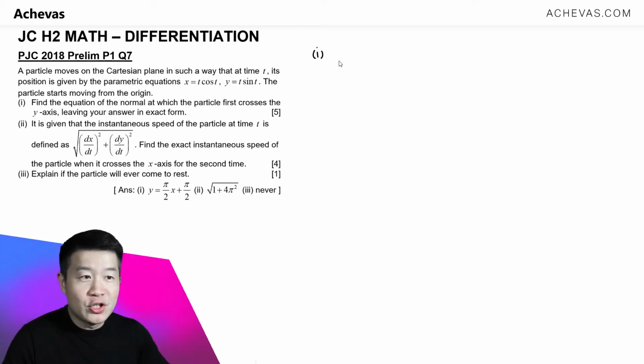For part 1, let us first try to find when the particle is going to be crossing the y-axis. So for that to happen, we are going to let its x-coordinate be equal to 0. And the x-coordinate is defined in terms of the parameter t, which means that we will be letting t cosine t be equal to 0. So the product of this and this is equal to 0. This simply implies that t must be equal to 0 or cosine t must be equal to 0.